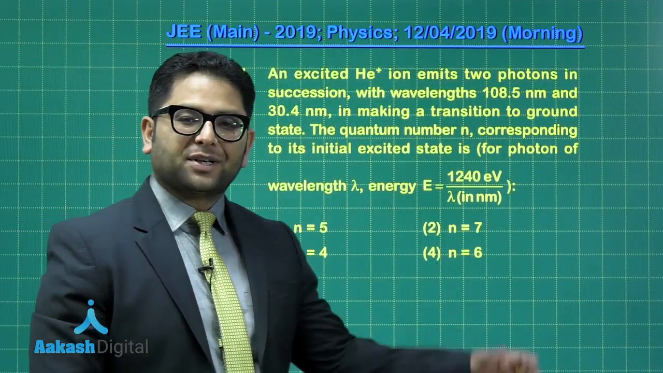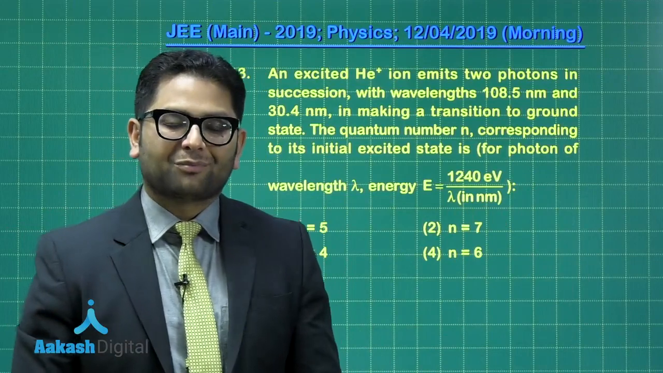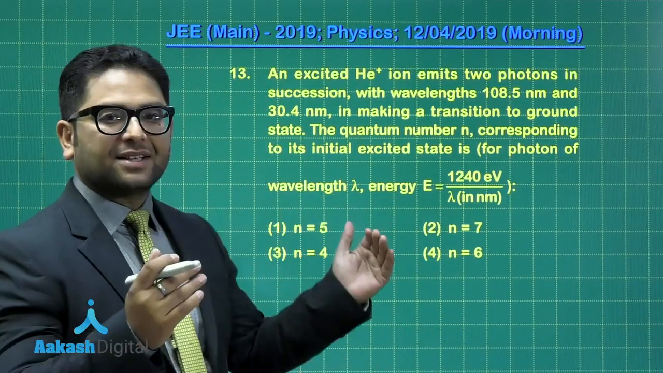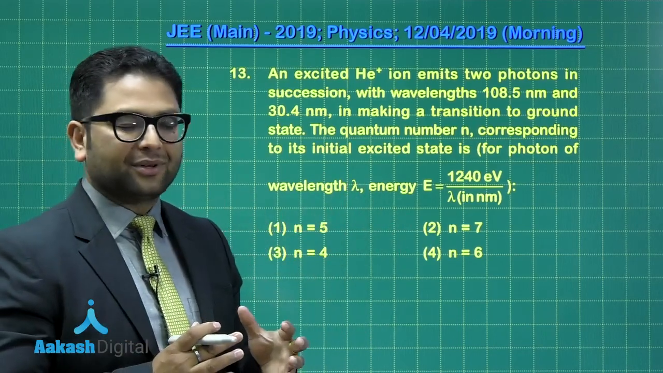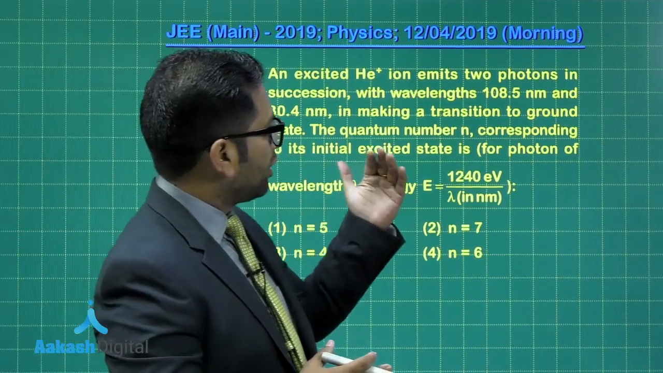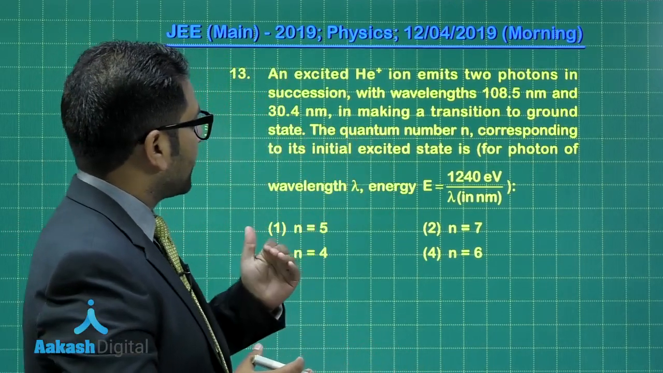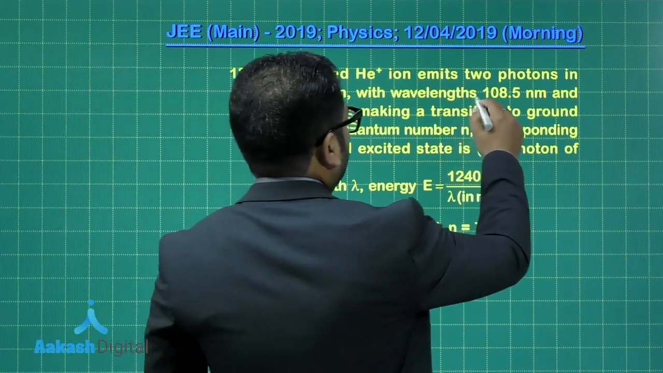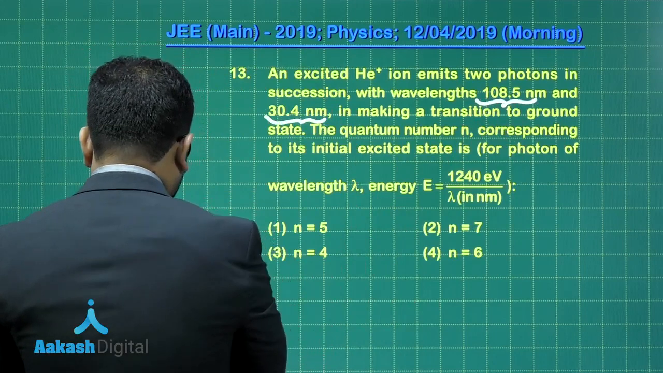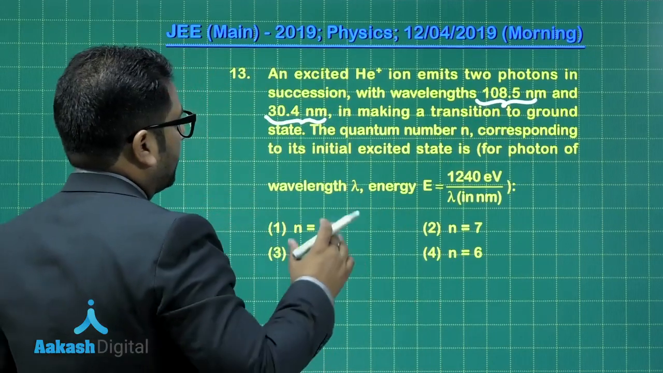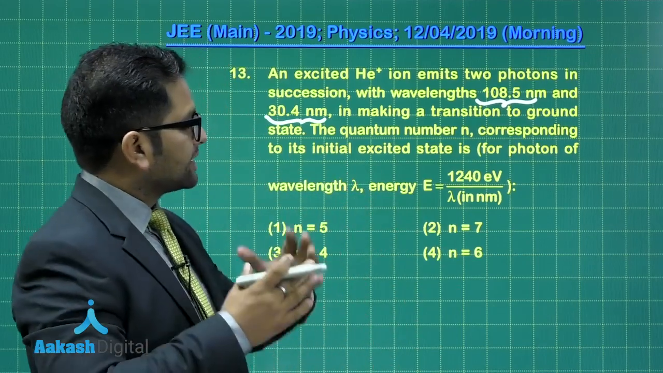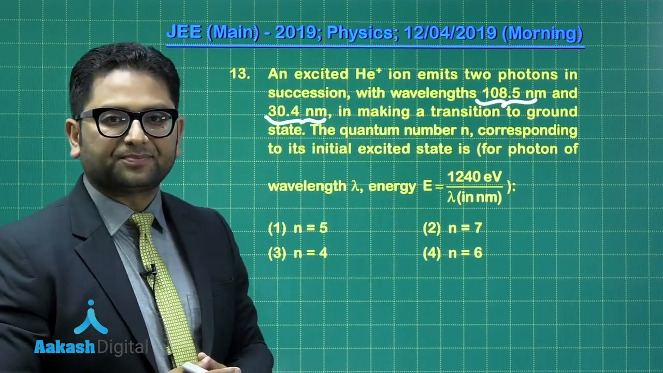13th question, that has been derived from the topic atom, which is in modern physics. This is something to do with the atomic transition from excited to ground. There is a He plus ion, and in the process of transition from excited to ground, it emits this wavelength and this wavelength. These are the wavelengths which have been emitted. And we need to calculate the initial quantum state, the state when it was in the excited one.